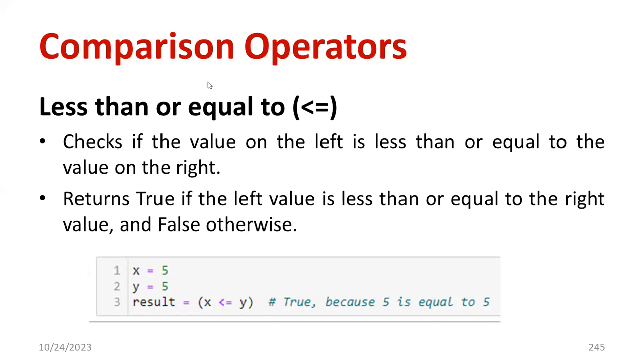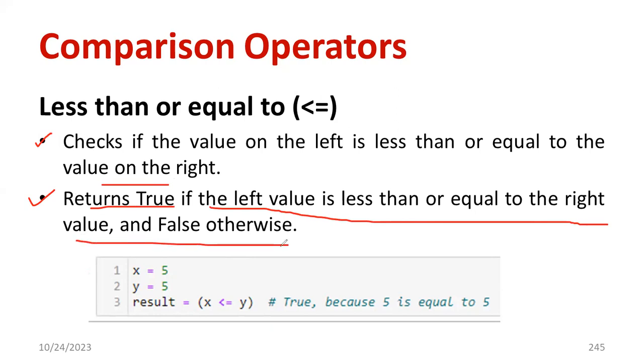Another one is less than or equal to. What is the significance of less than or equal to? It checks if the value on the left is less than or equal to the value on the right. Here, how does it work? It returns true if the left value is less than or equal to the right value. You will get the false result if the condition is the opposite. Now, how does it work? Here you can see x equal to 5, y equal to 5. Then result equal to x less than or equal to y. The output you will get is true. Why? Because x is less than or equal to y. This operator will work in this fashion.